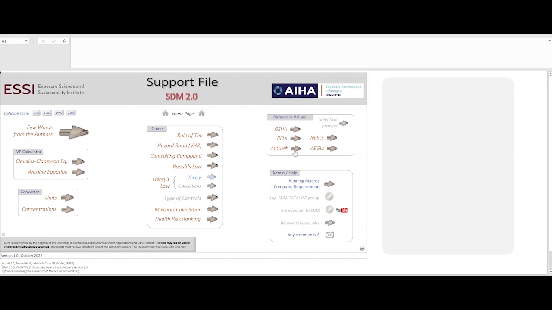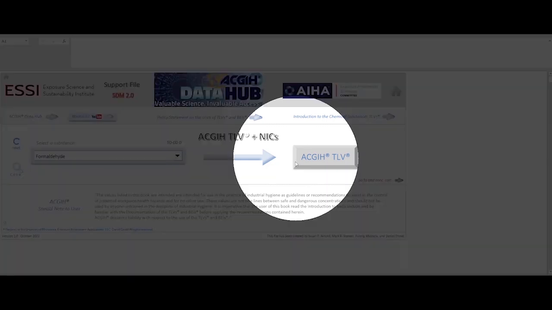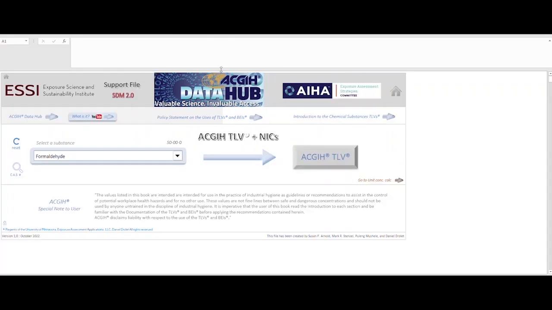ACGIH values and basis for the TLVs are copyrighted materials. They can be accessed through the Data Hub link. The links at the top of this page will take the user to the YouTube videos and general information about ACGIH TLVs.